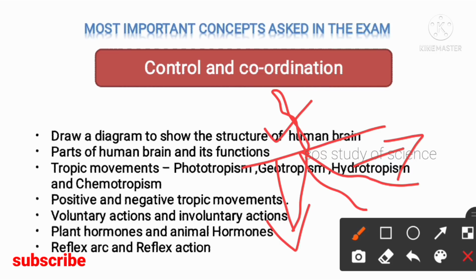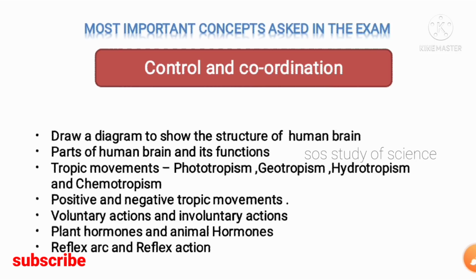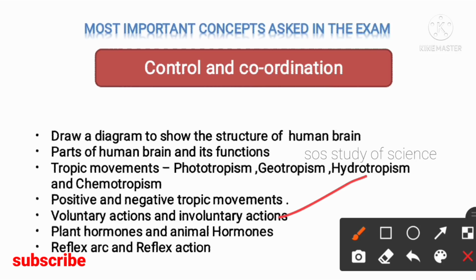Next, you must concentrate on voluntary and involuntary actions. In a few question papers, they have asked a skill based question. Voluntary means which you do by your involvement, with your will. Involuntary means it happens without your will, it is not under your control also. And plant hormones and animal hormones, please note down and learn.